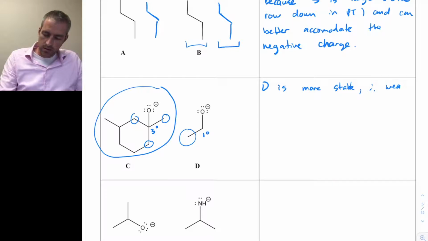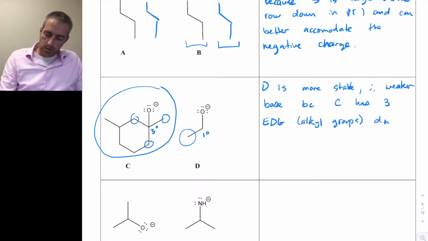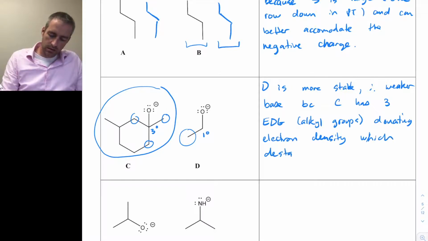Therefore, D is the weaker base, because C has 3 electron donating groups, alkyl groups, donating electron density, which destabilizes C.